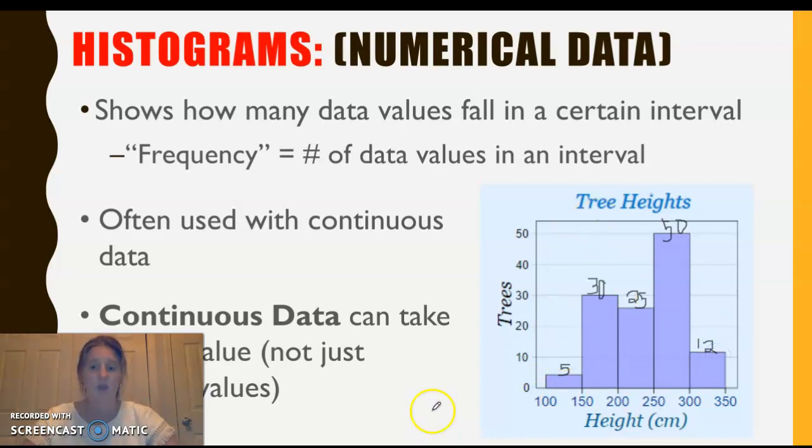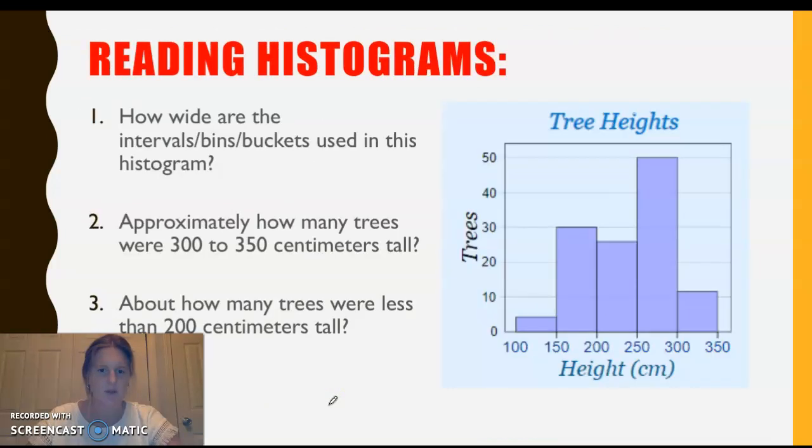Okay, so this is going to help us analyze the data if I ask you questions, such as what's the bin size, or how many trees range from 100 to 200? Well, you'd have to count up the 30 and the 5. So there's 35 trees that have a height between 100 and 200. It's these two bars. We'll do another example here.